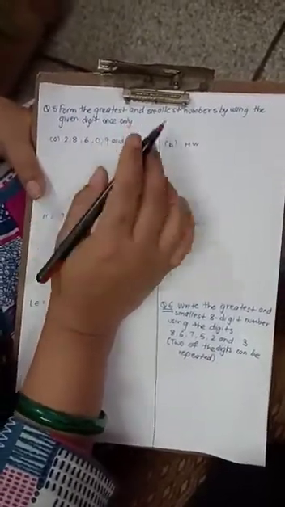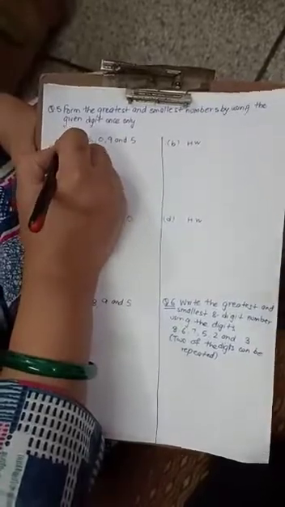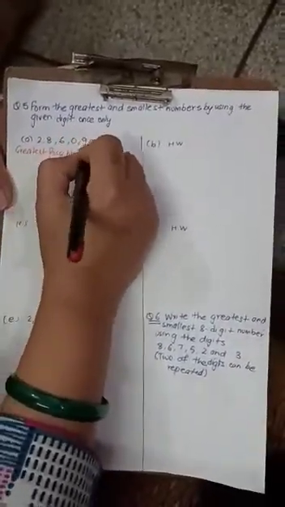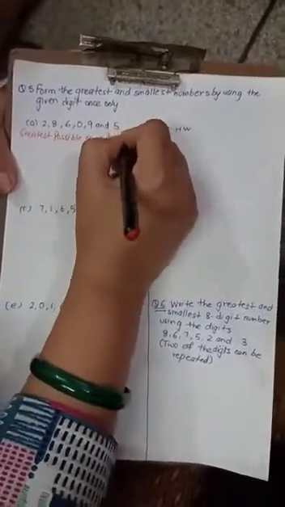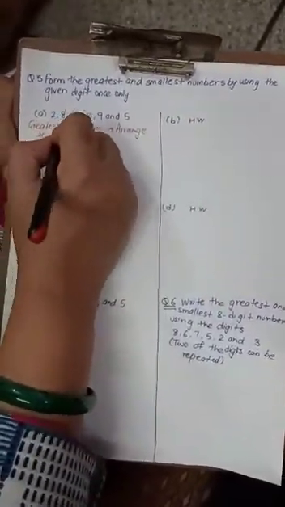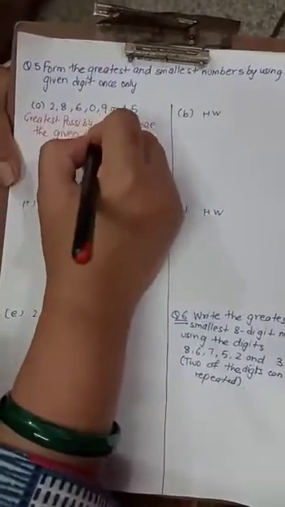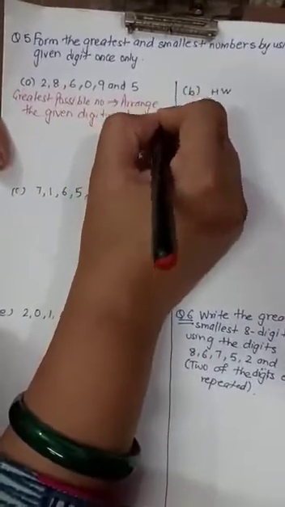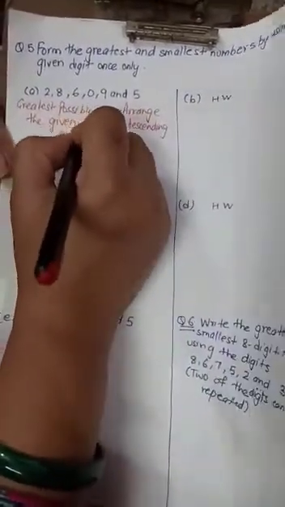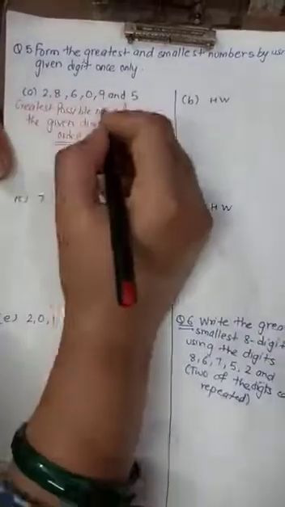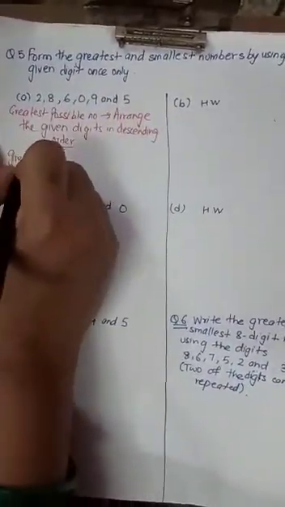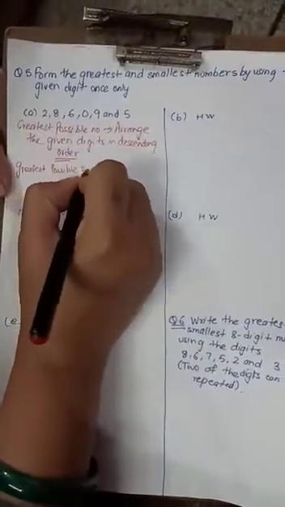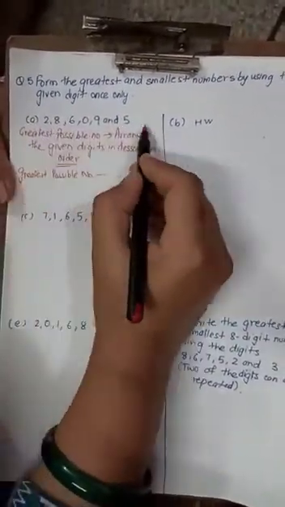So what is the rule? If I want to form the greatest possible number, then we arrange the given digits in descending order. Right? Descending order means first the largest digit. Suppose I have to form the greatest possible number. So which one is the greatest digit over here?